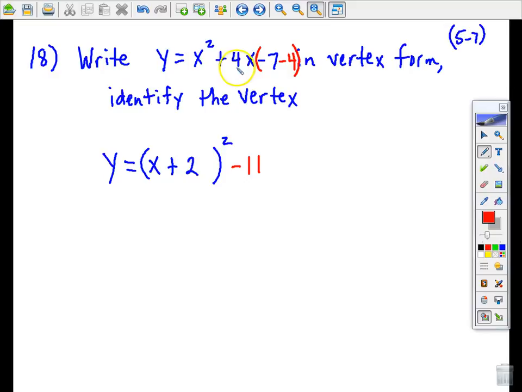This number squared, you know how we got that number? We divided the linear coefficient by 2. And you just have to practice this. That number squared will be subtracted from this constant every time. It's always subtracted, so you don't have to guess. Okay, well, we got the vertex form. Now what's the vertex? Well, the vertex of this will be -2, -11. And that's the answer for number 18.